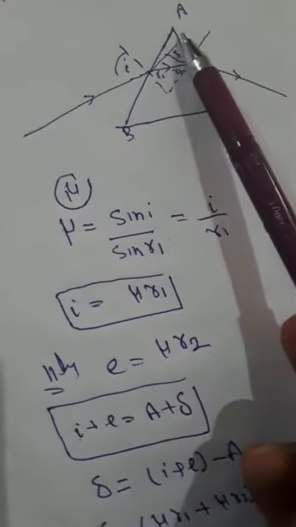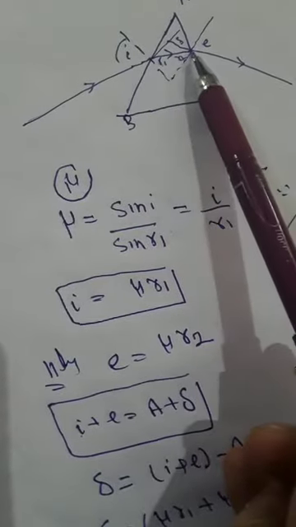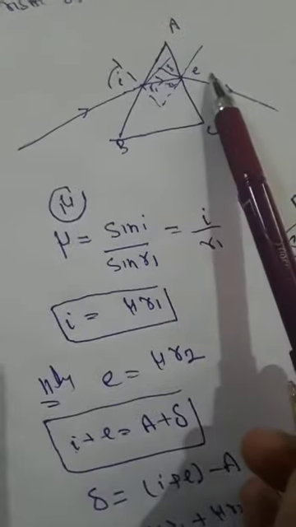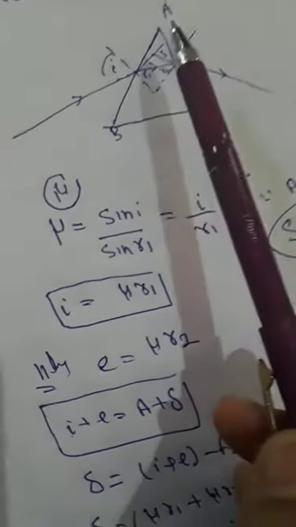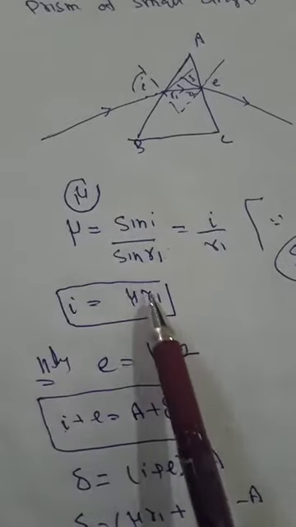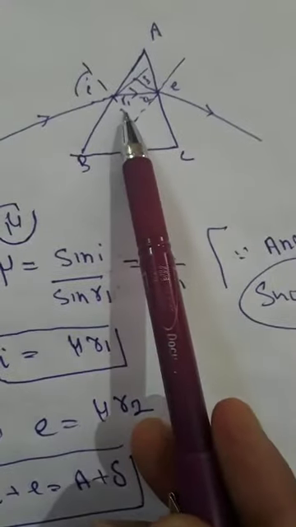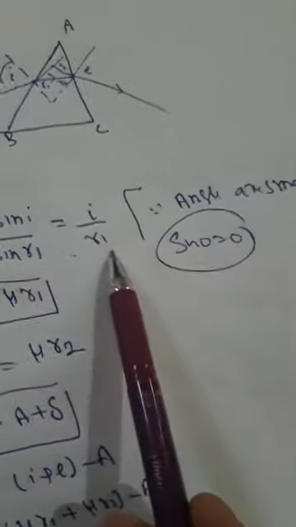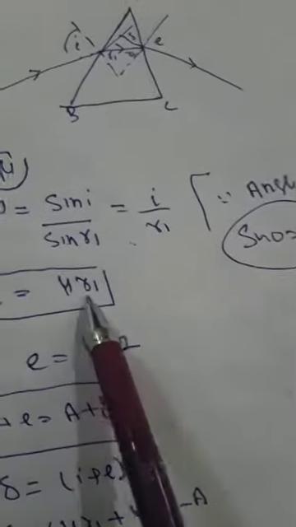If this is a small angle prism, we know this is the angle of incident, this is the refracted ray, this is the emergent ray, this is angle I, this is R1, this is angle E, this is R2. We have discussed this in the previous class also. Here we know that refractive index mu is equal to sin I divided by sin R1. For a small angle prism, sin I is equal to I, sin R1 is equal to R1. Ultimately I get I is equal to mu R1. Similarly, I can write E is equal to mu R2.